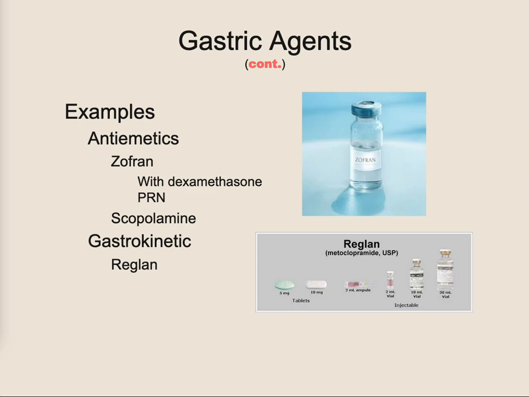Now, antiemetics and gastrokinetics are subclasses of gastric agents used preoperatively. Antiemetics like Zofran help reduce nausea and prevent vomiting. Sometimes it's combined with dexamethasone for extra effectiveness. Scopolamine is another antiemetic. We have gastrokinetic agents like Reglan. These help stimulate the movement of the upper gastrointestinal tract, which aids in digestion without increasing stomach acid production. Now, these medications are given to reduce the risk of nausea, vomiting, and aspiration during surgery.